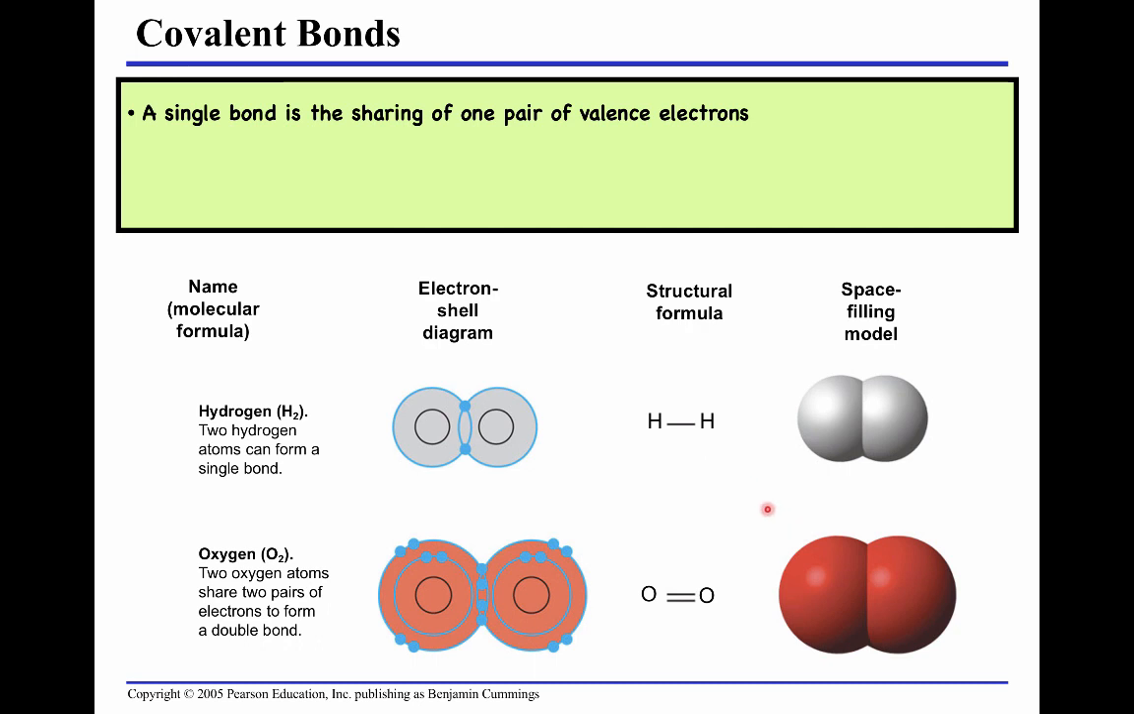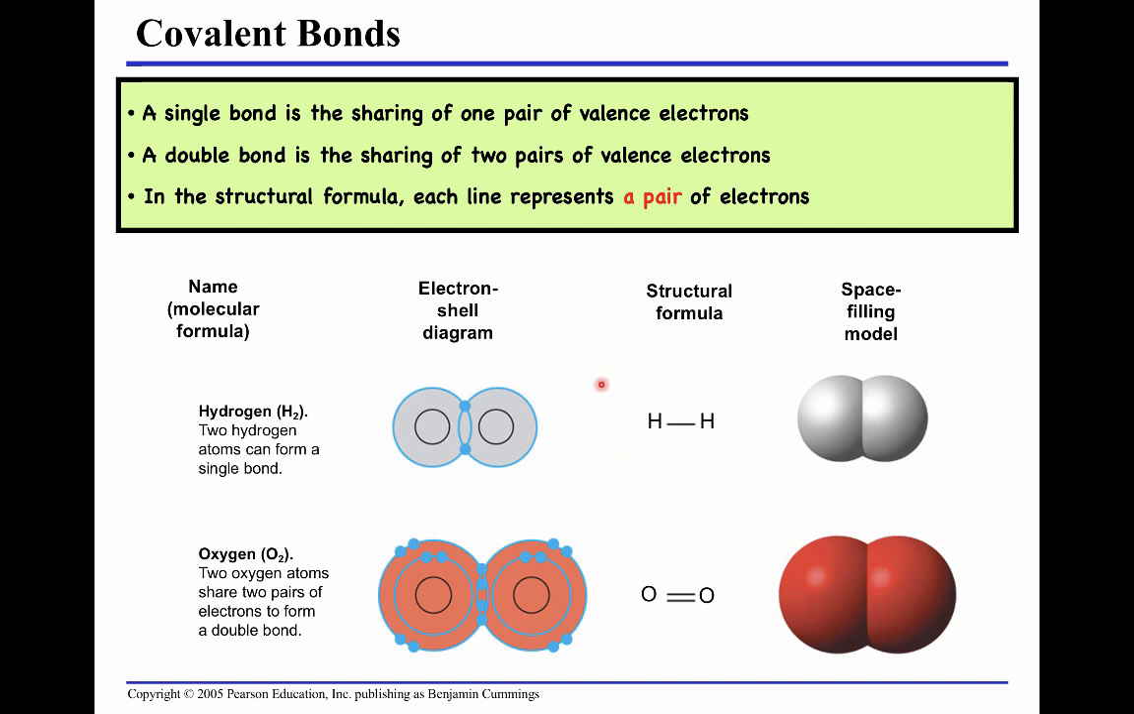A single covalent bond is the sharing of 1 pair of electrons. A double covalent bond is the sharing of 2 pairs of electrons. So oxygen has a valence of 6, so it needs to gain 2 to have its outer shell full. So it shares 2 electrons here with another oxygen, forming a double covalent bond. And when you see these structural formulas where the covalent bond is represented by a line, each line refers to 2 electrons. So this is 2 electrons being shared, and this is 4 electrons being shared.